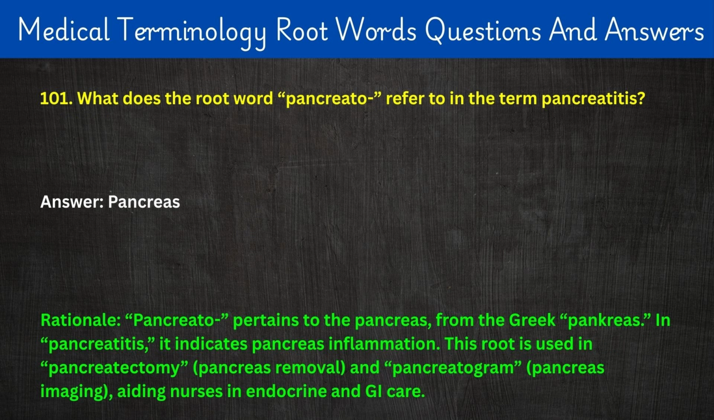101. What does the root word pancreato- refer to in the term pancreatitis?